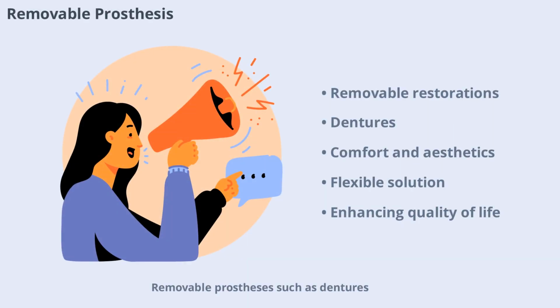Removable prostheses, such as dentures, are used to replace missing teeth and restore function. These restorations can be taken out for cleaning and maintenance. Removable prostheses are designed for comfort and aesthetics, providing a flexible solution for tooth loss. By restoring function and appearance, clinicians enhance the patient's quality of life and oral health.